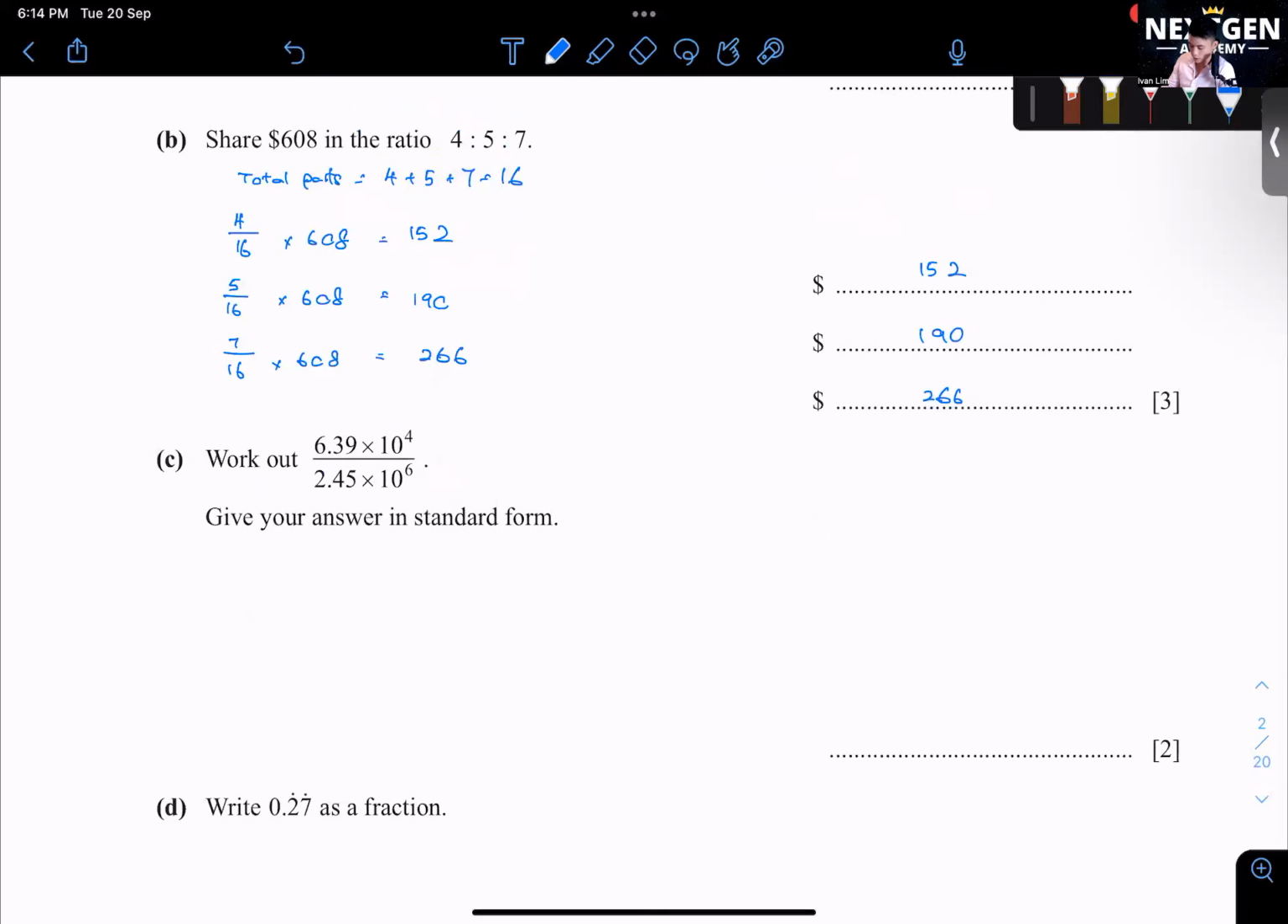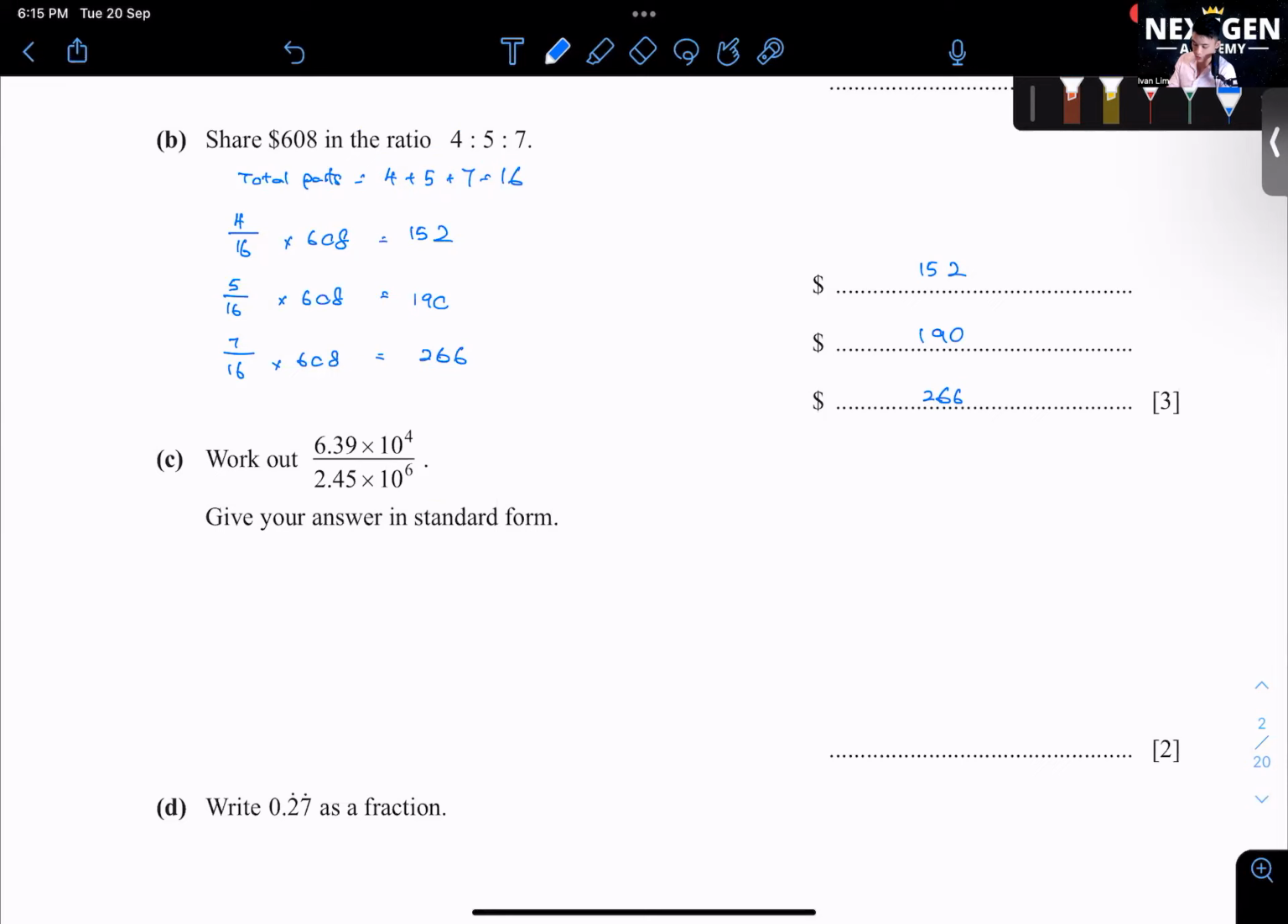Question C. Work out 6.39 times 10 to the power of 4 over 2.45 times 10 to the power of 6. To be safe, whatever working you can write down, please write it down. Try not to jump straight to your final answer. This is to prevent you from losing marks. We don't know how the marker will mark. Remember, I always say monkey see, monkey do. Imagine it's a monkey marking your paper. The marker just looks at the answer. They are not trying to help you solve the question. They just match with the mark scheme and mark it correct or wrong.